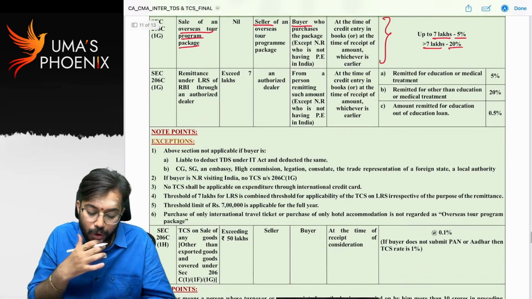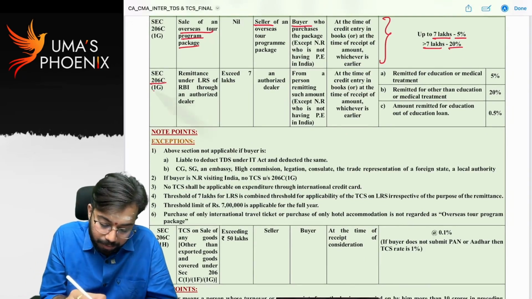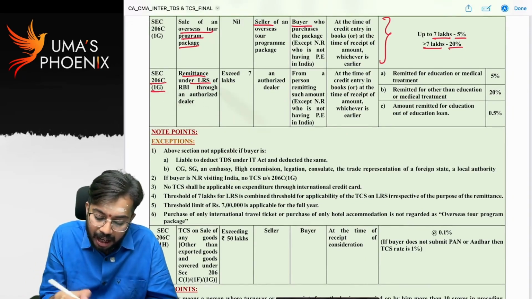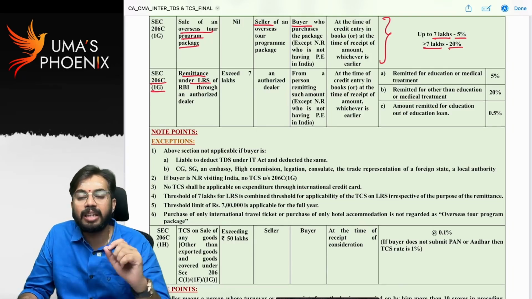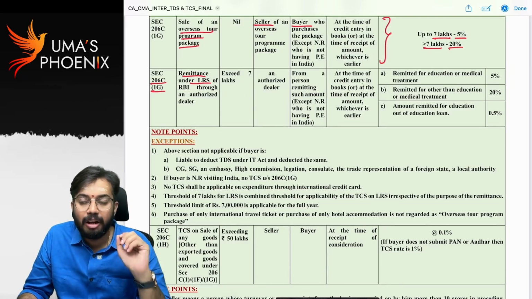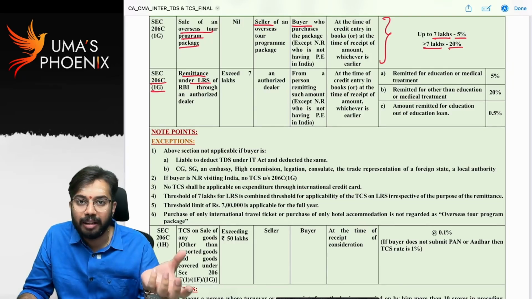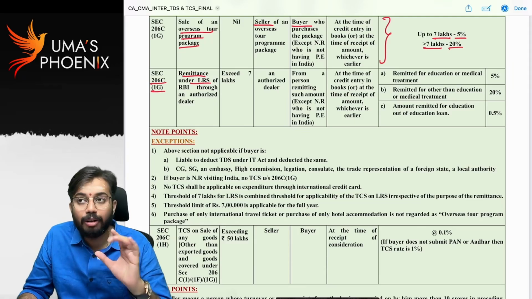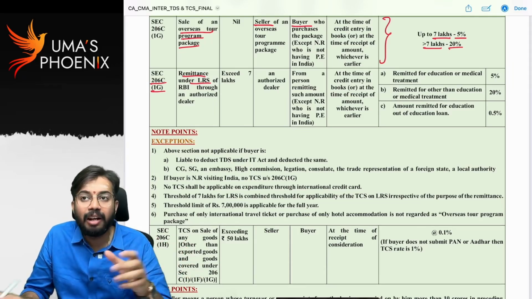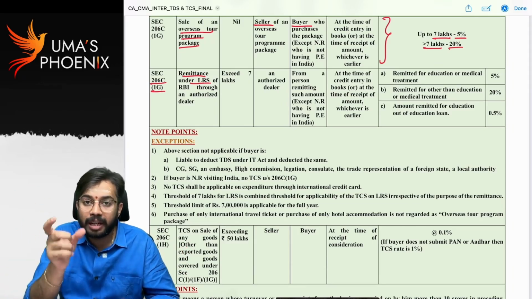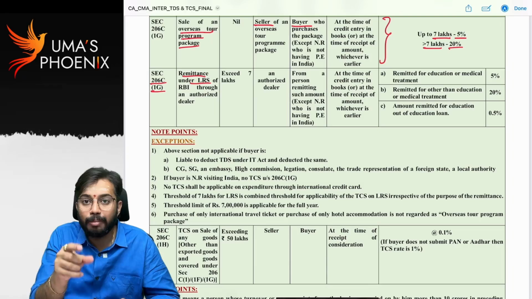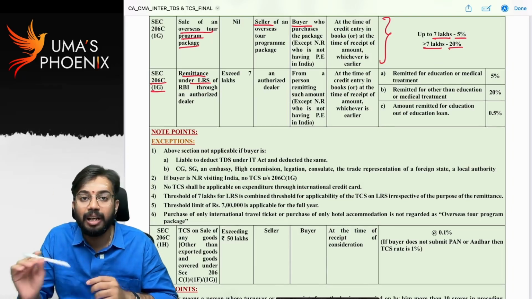Next, 206C(1G). Remittance under LRS of RBI through an authorized dealer. Let's say my brother is studying in USA. For my brother, I wanted to send money. So whenever money is sent through the Liberalised Remittance Scheme through an authorized dealer, then on the amount remitted outside India, along with that amount additionally TCS will also be collected.